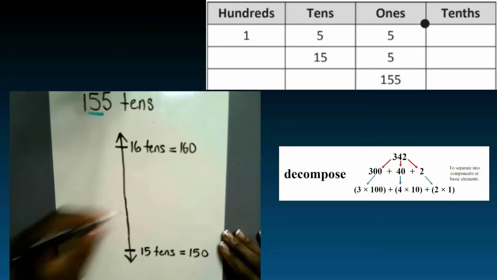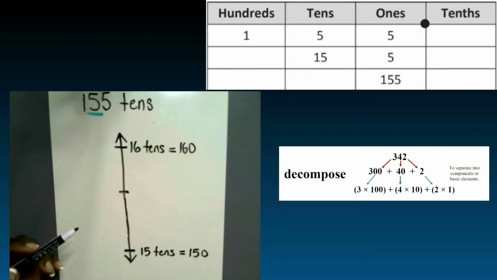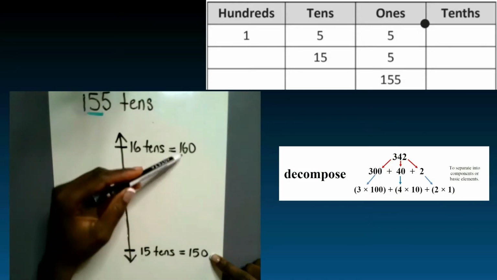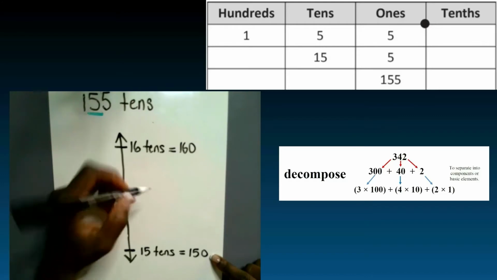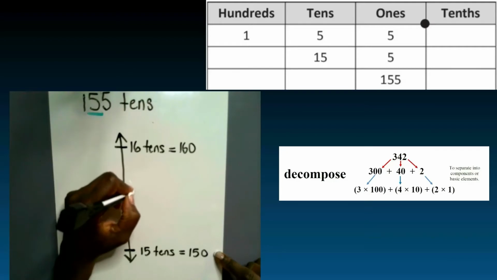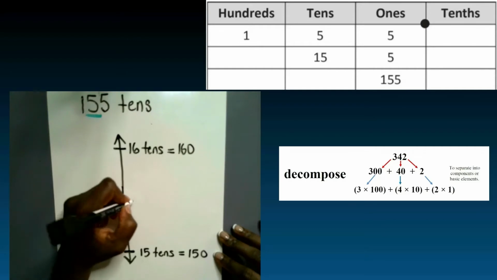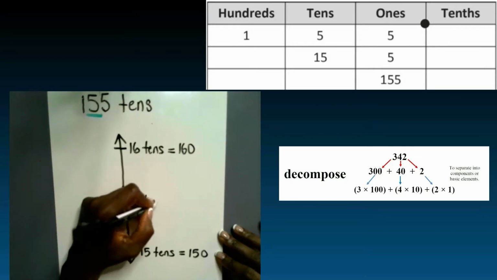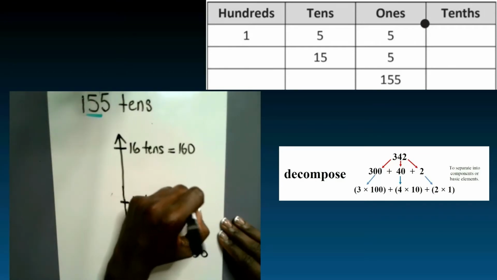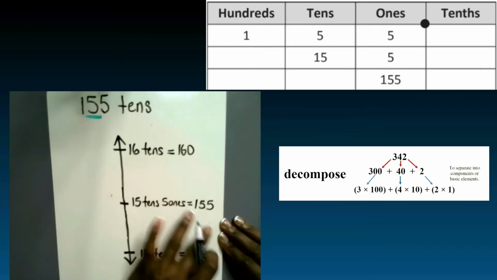Now my next step is I need to find the midpoint. What's the halfway point between those, okay? So if I count from 150 all the way up to 160, I know that right in the middle is 155. So my midpoint, the middle, would be 15 tens and 5 ones, giving me 155, okay?